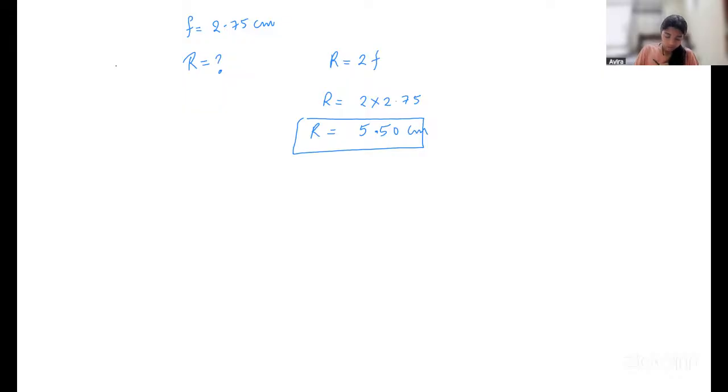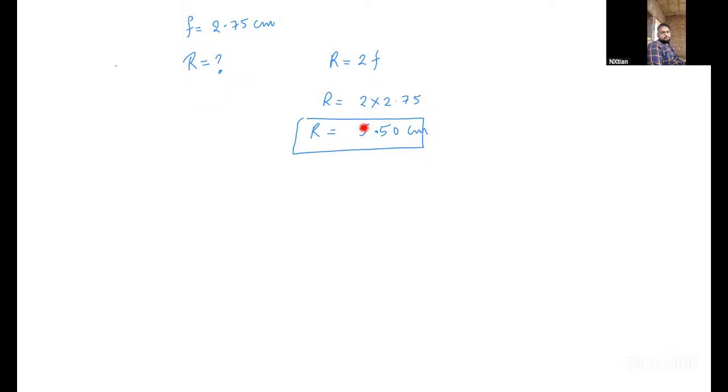Now we know the formula: radius of curvature is twice the focal length. We learned this, right, Ram? Yes or no? Everyone please pay attention to the board. So now the radius of curvature will become 2 into the focal length, which is 2.75. It will become 5.50 centimeter. This is the answer. Did you understand, Ira? Yes, sir. Joshua? Edric, you have to write all the steps. Yeah, good. Betty, did you understand? No.